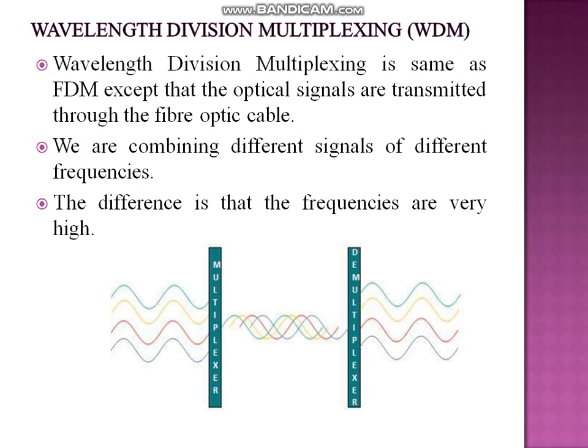The difference between frequency division and wavelength division multiplexing is that the frequencies are very high in wavelength division multiplexing. In frequency division multiplexing there is a lot of frequency, but here optical signals are used. Optical signals are transmitted through fiber optic cable.